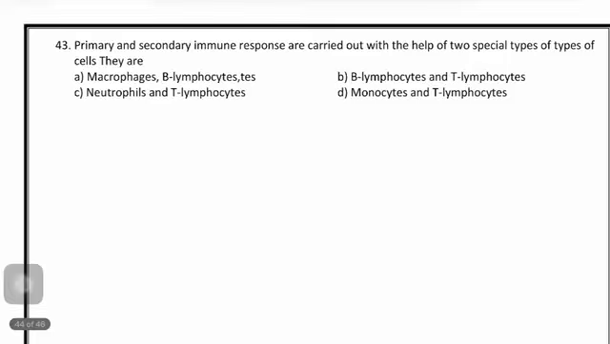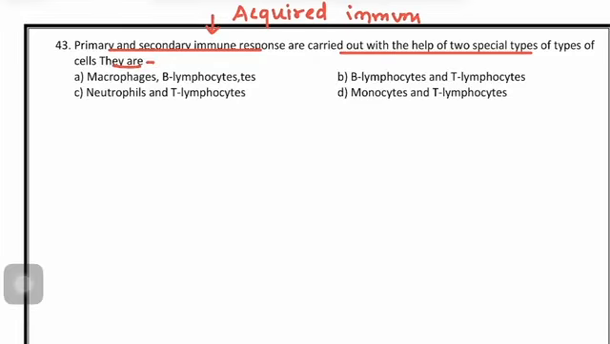Coming to 43rd question. Primary and secondary immune response are carried out with the help of two special types of cells. Primary and secondary response is both a part of acquired immunity. And you know, acquired immunity is carried out by T and B lymphocytes. So A says macrophages, it's a part of innate immunity, so not the answer. B is B and T cells, so B is the answer. C is neutrophils, innate immunity. D says monocytes, again innate immunity. So answer is option B.